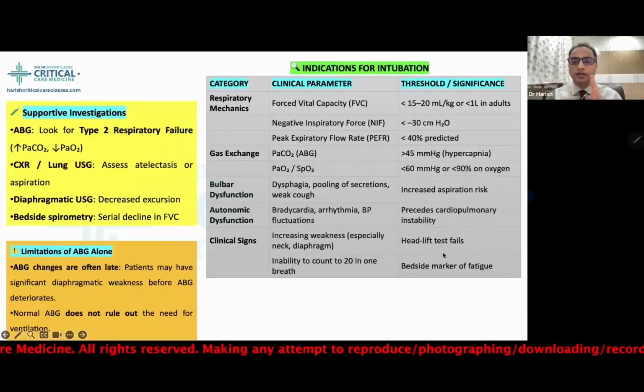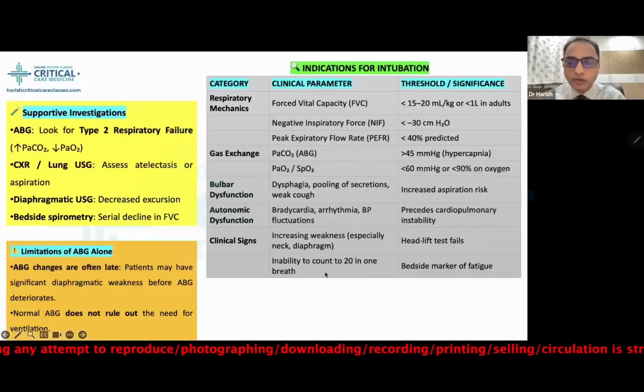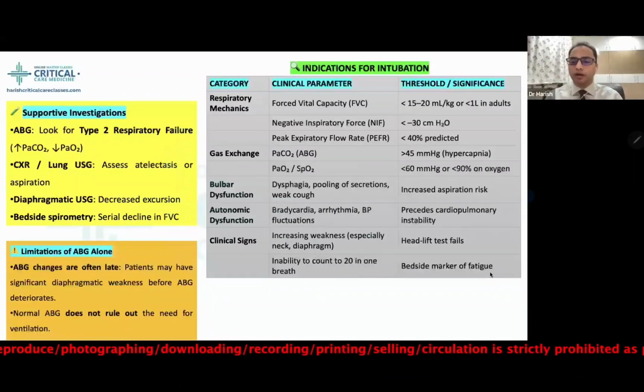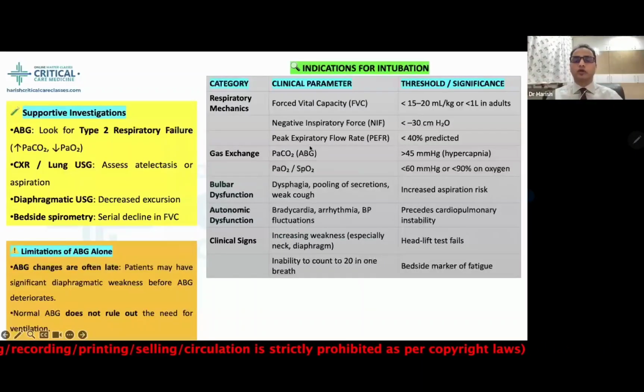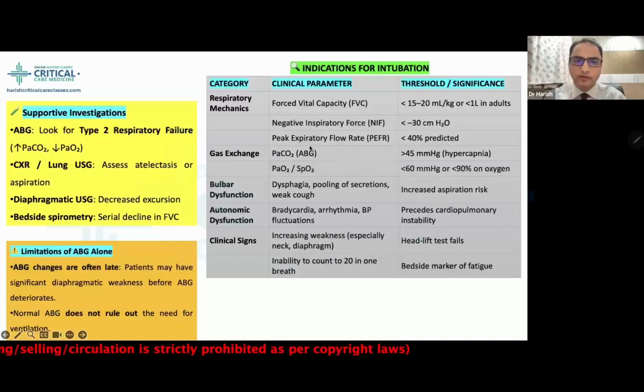The head lift test, where the patient is not able to lift the head, and inability to count to 20 in one breath, which is one of the bedside markers of fatigue. Then you can consider these as indications for endotracheal intubation and mechanical ventilation.